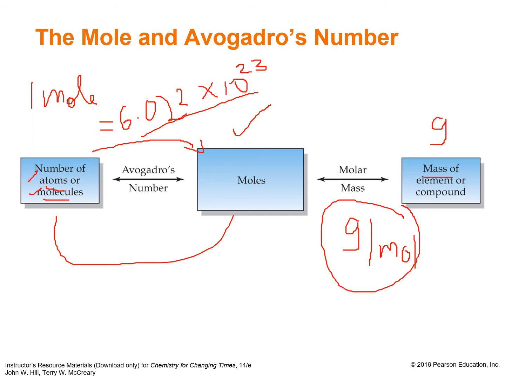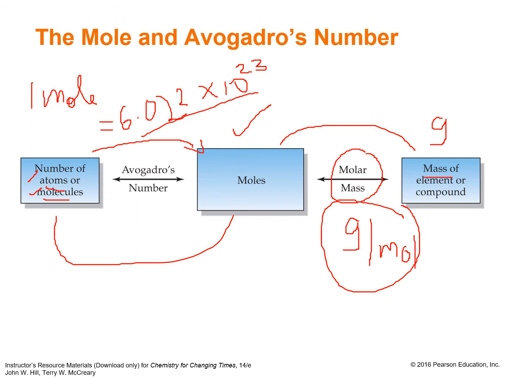And here also you could go from mass to moles or moles to mass by using the molar mass. Now I just want to quickly review that whenever we have an equality, and in this case the first equality is 1 mole is equal to 6.022 times 10 to the 23.